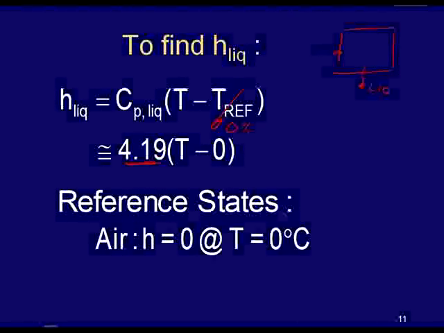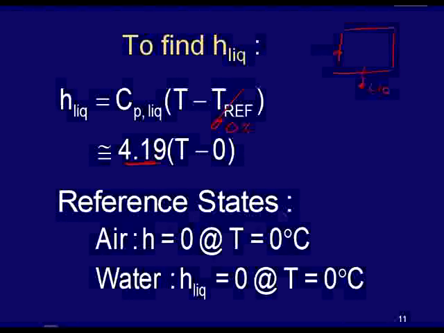The reference state that we often use, and we're going to talk about psychrometric charts in a minute, is H equals 0 at T equals 0 degrees C. And for water, H liquid is 0 at T equals 0 degrees C. And again, when you're finding steam properties, sometimes it's just as easy to look them up out of the steam tables.